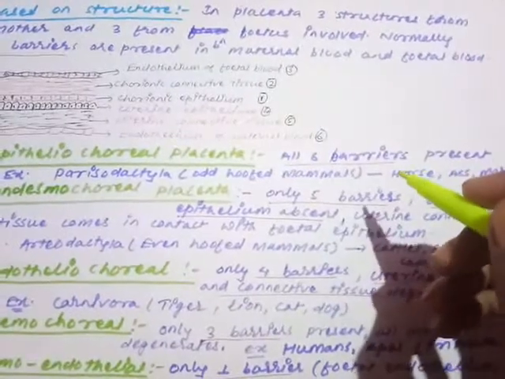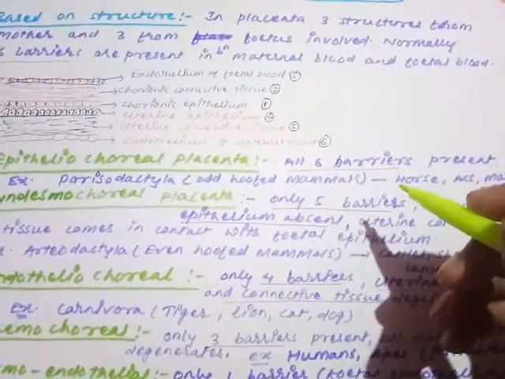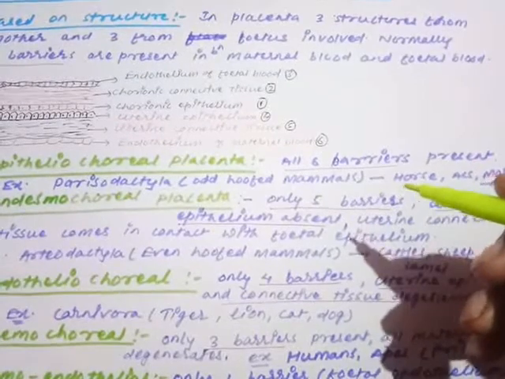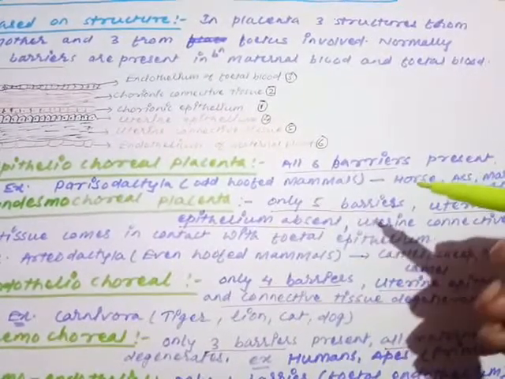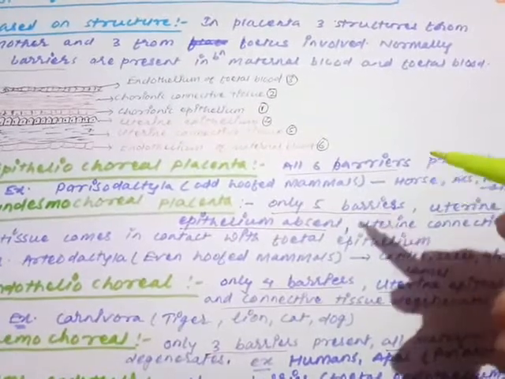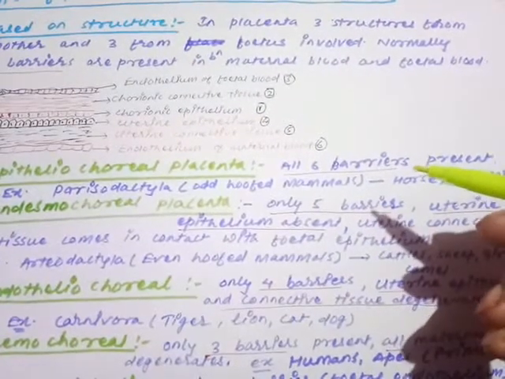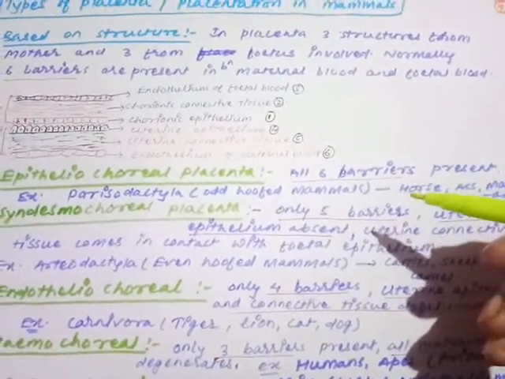All six barrier मतलब यहाँ पे कोई भी layer degenerate नहीं होती है. The six layers are: endothelium of maternal blood, uterine connective tissue, uterine epithelium, chorionic epithelium, connective tissue and endothelium. Everything is present in between the fetal blood and the mother blood.